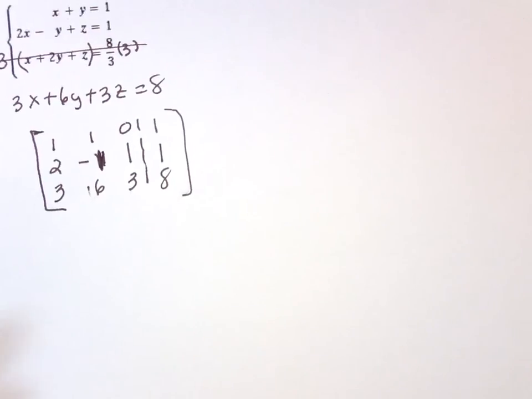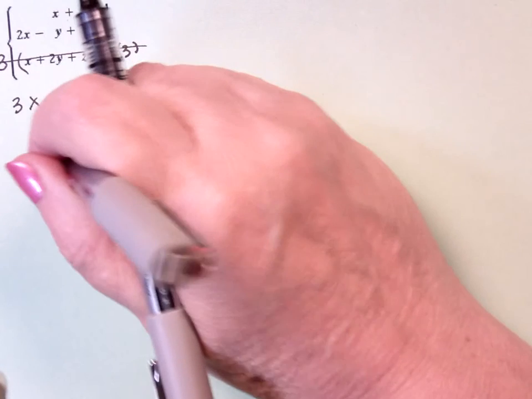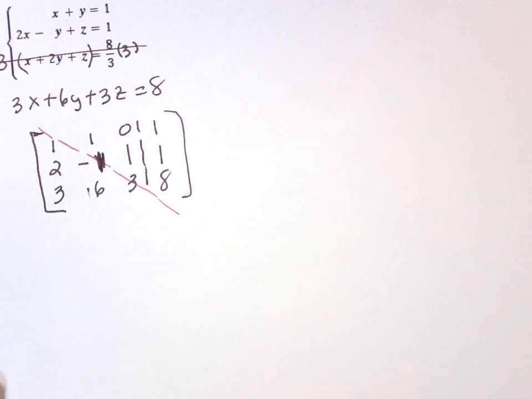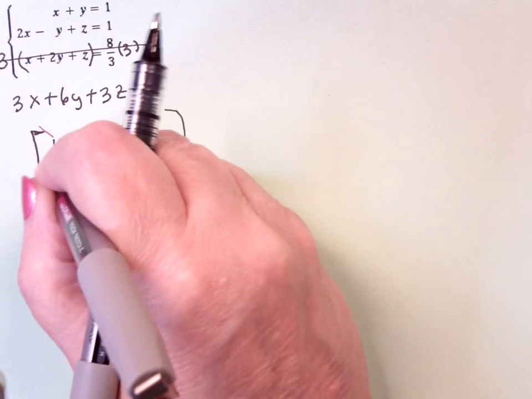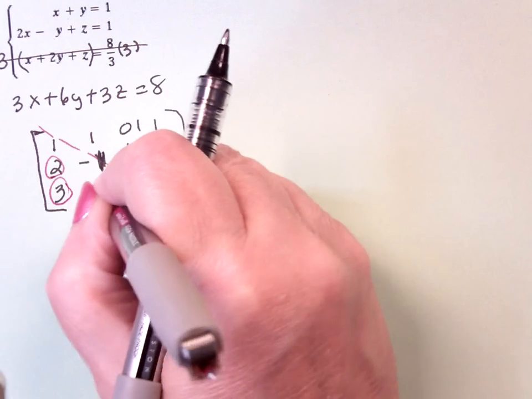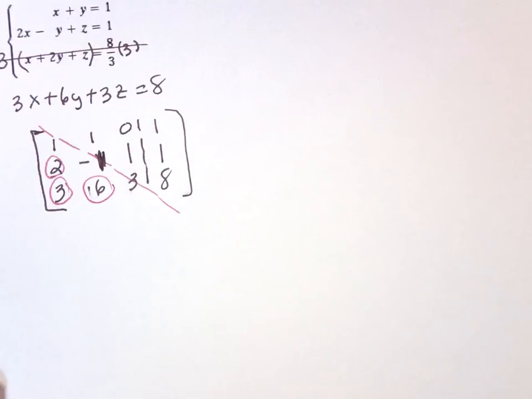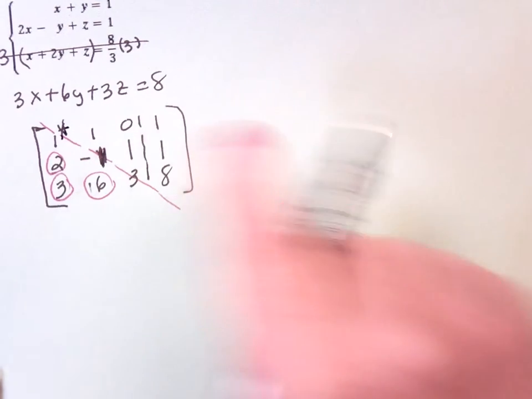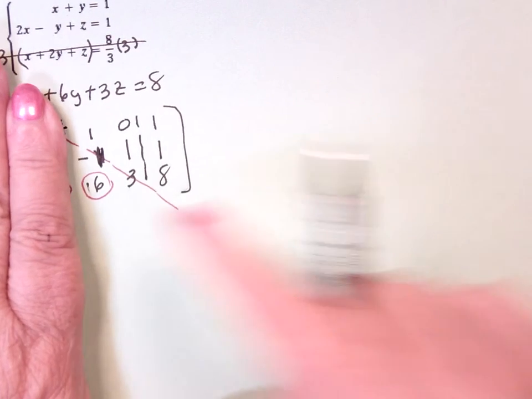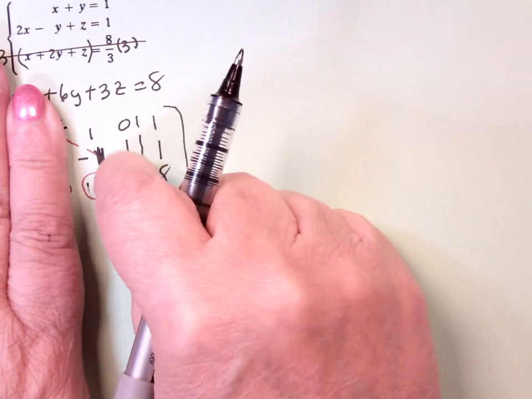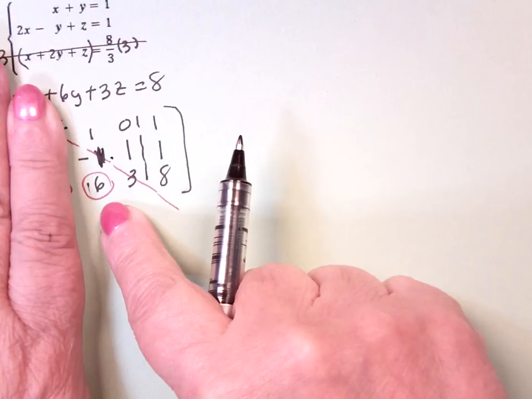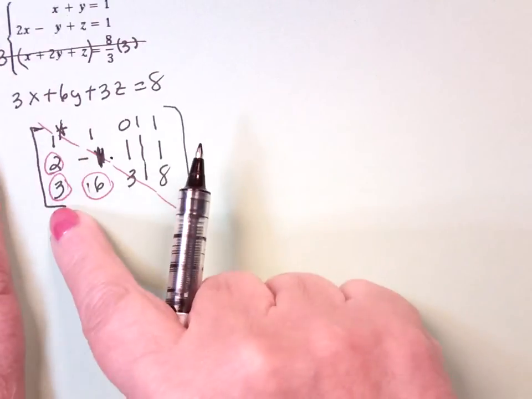Now I have to have a strategy. There's the main diagonal. I need zeros in 3 places. Here, here, and here, because we're going to put it in upper triangular form. This 1 is going to kill the 2 and the 3. Once that happens, I'm going to move over and down 1. Whatever is here is going to kill that 6. Because remember, I need to have a 0, a 0, and a 0.